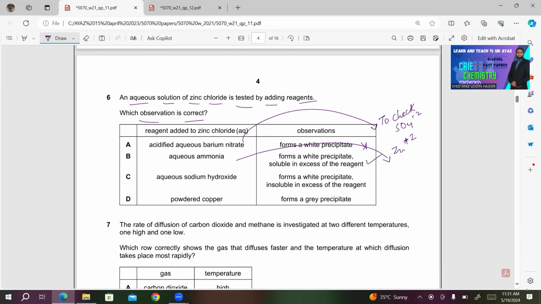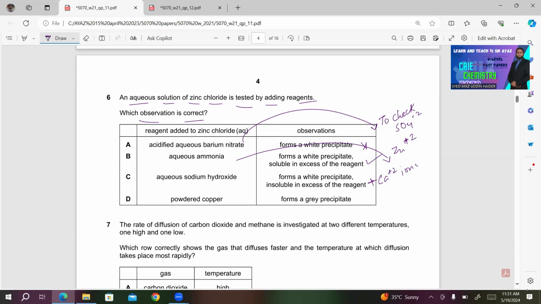C, aqueous sodium hydroxide forms a white precipitate insoluble in excess of the reagent. This is incorrect. The reason is that a white precipitate which remains insoluble in excess of the reagent indicates the presence of the Ca2+ ion. So this can't be the right answer.